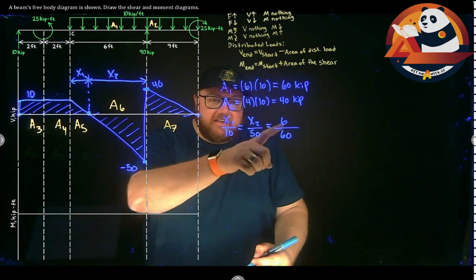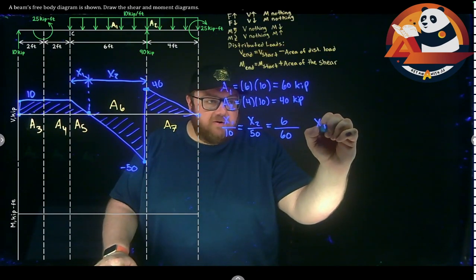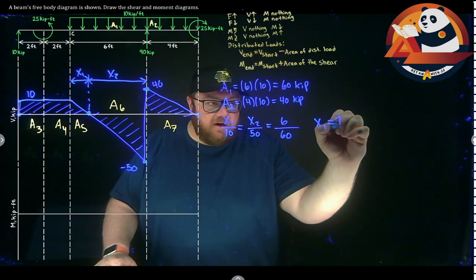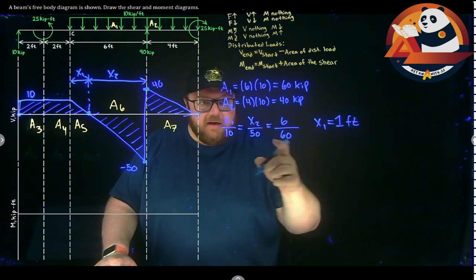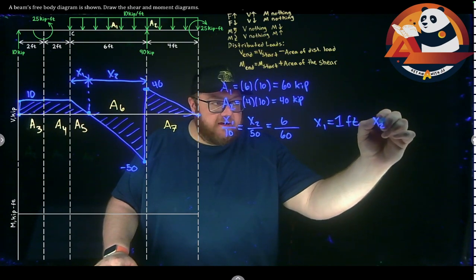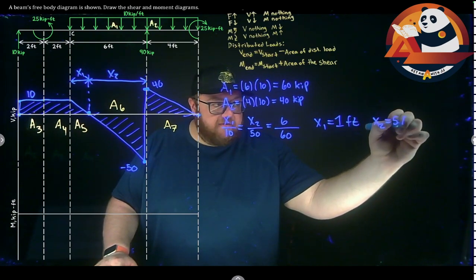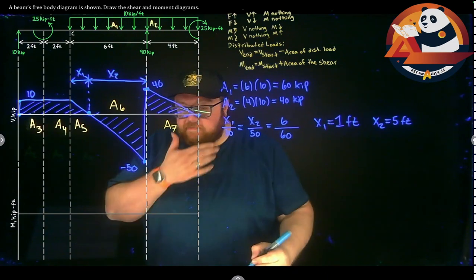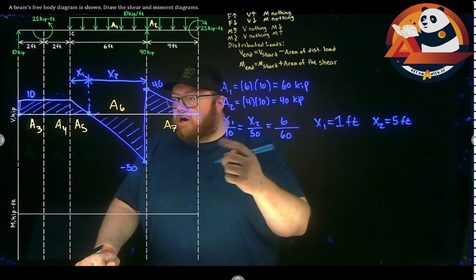x1 over 10 is 6 over 60, so x1 is 1 foot. x2 over 50 is 6 over 60, so x2 is 5 feet. And then we can keep going with all of our areas.